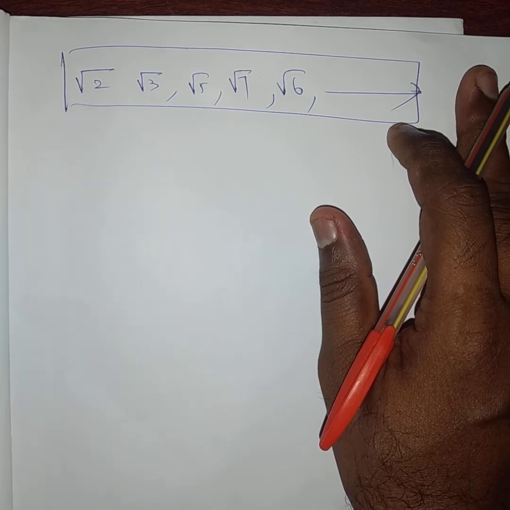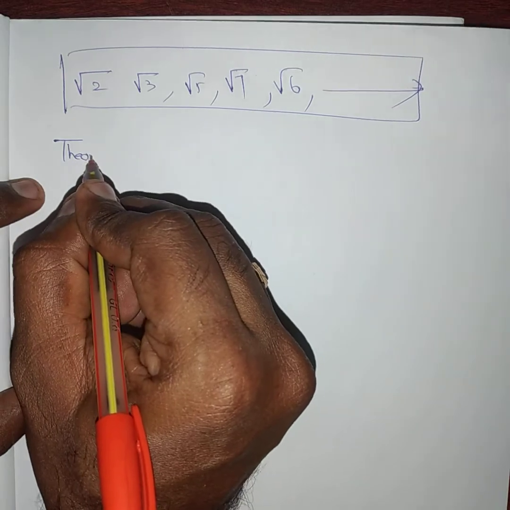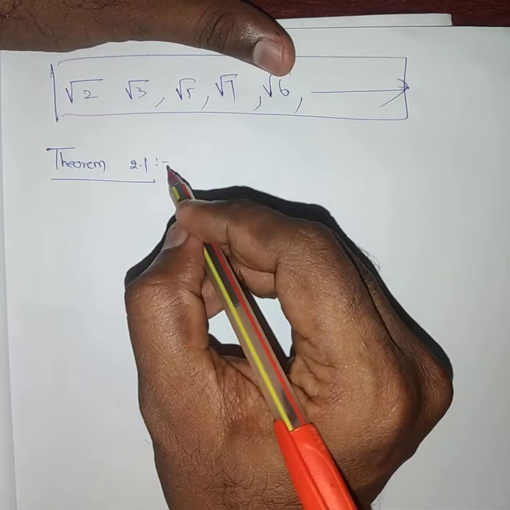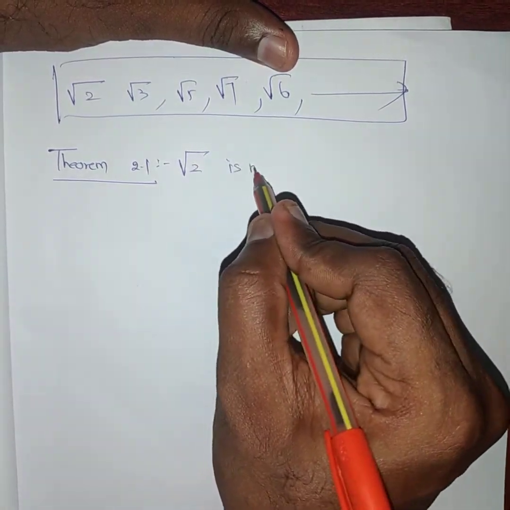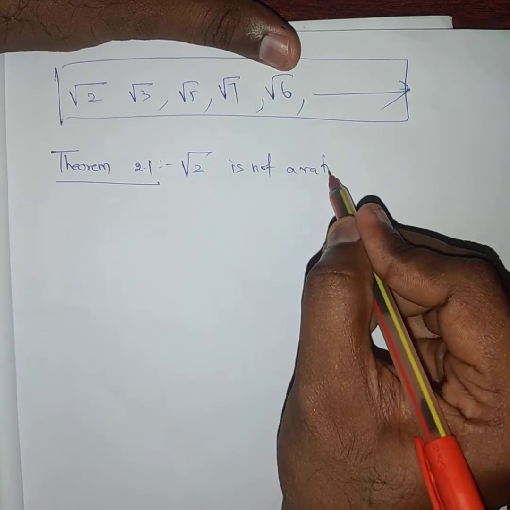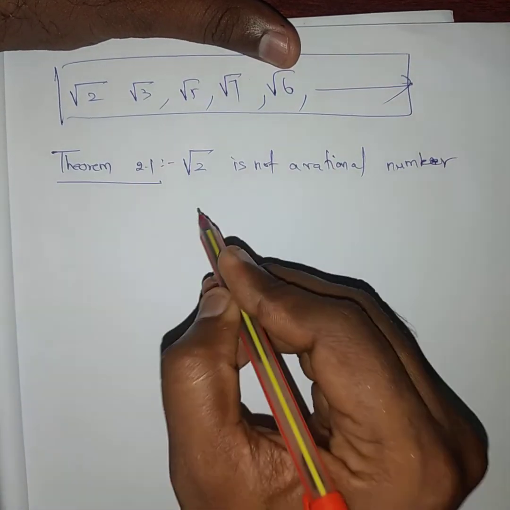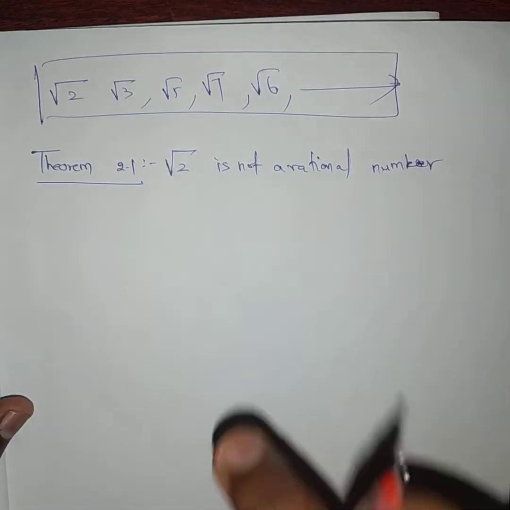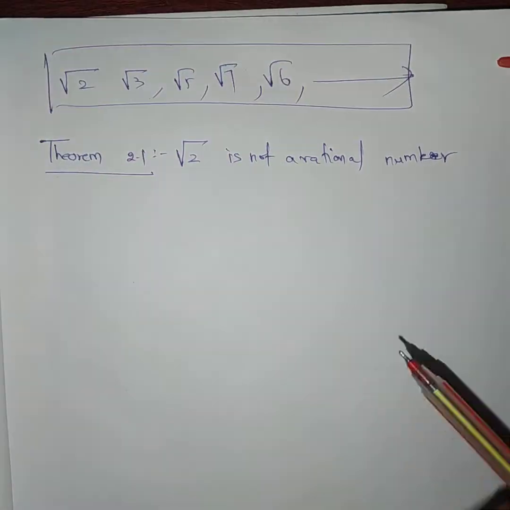Next, let us see another theorem, theorem 2.1. In theorem 2.1, what is asked is: square root of 2 is not a rational number. We need to prove that square root of 2 is not a rational number. Yes, square root of 2 is an irrational number only. We know square root of 2 is an irrational number.